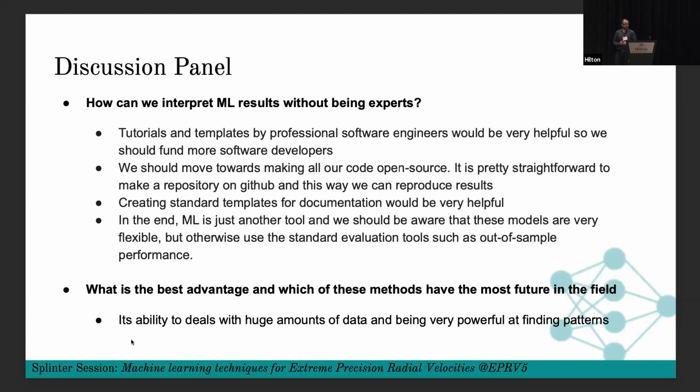Another question was about interpretability: how we can interpret machine learning results without being experts. Some solutions could be tutorials and templates by professional software engineers, which would be very helpful. So we should fund more software developers. We should move towards making all code open source, do the same things that the open source community does. That is, everyone can check your code and validate. For sure, there is another scientist who wants to prove you wrong, so they will test it. Making GitHub repositories and so on. Creating standard templates could be useful, and documentation. And in the end, machine learning is just another tool, and we should be aware that these models are very flexible, so we should use standard evaluation tools such as out-of-sample performance.